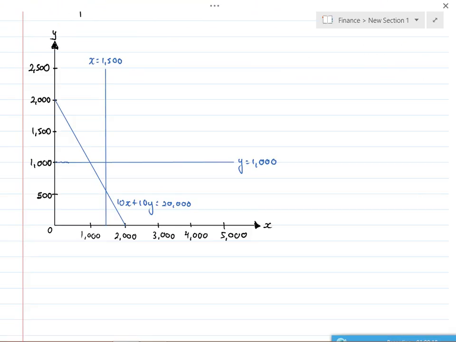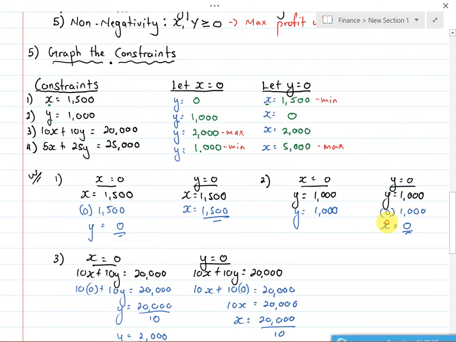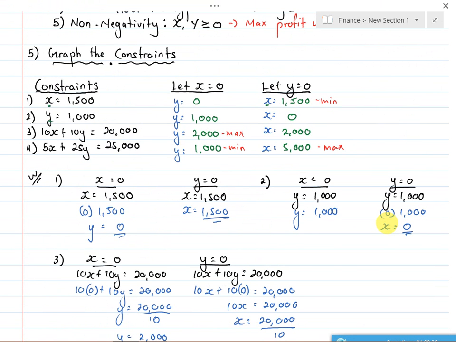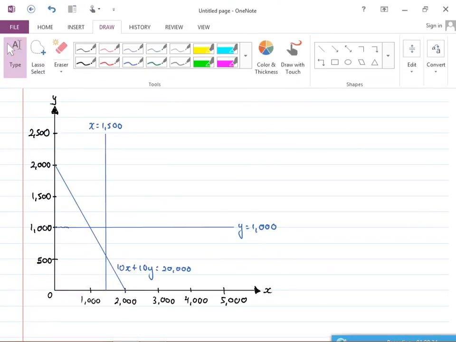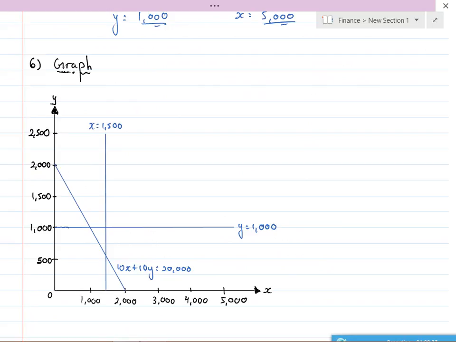Next, y equals to 1000, x equals to what? 5000. From here to here. Okay, now this is going to be what? This line going to be how much? 5x plus.